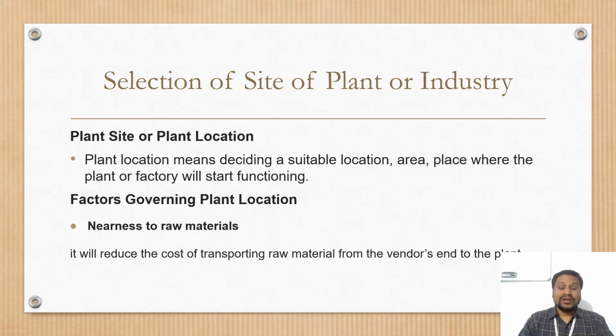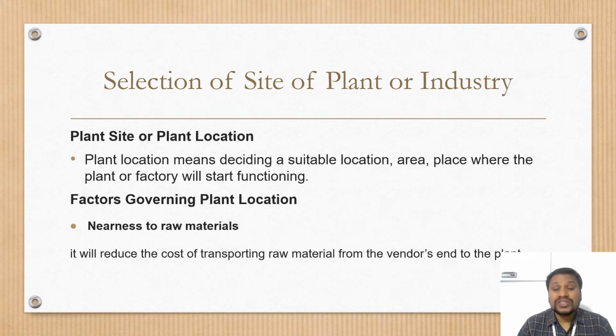Okay, so next, what are the factors governing plant location? Plant location is a very important matter. There are different types of factors which govern plant location. First is the nearness to raw material, second transport facilities, next availability of fuel and power, availability of labor, availability of water source, and nearness to market. These are the different factors that govern plant location.